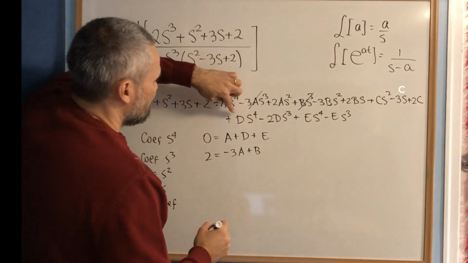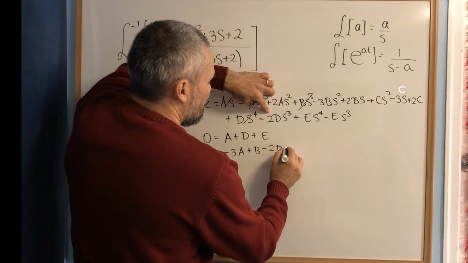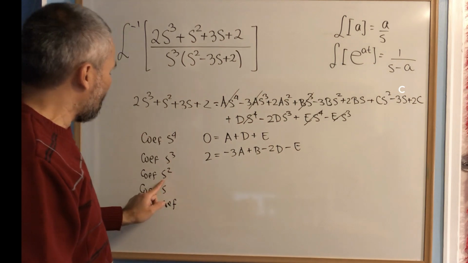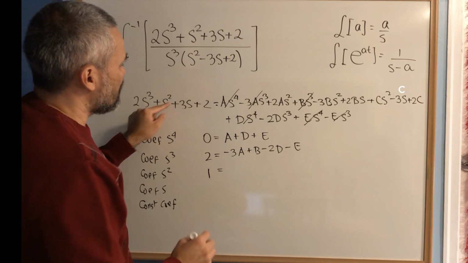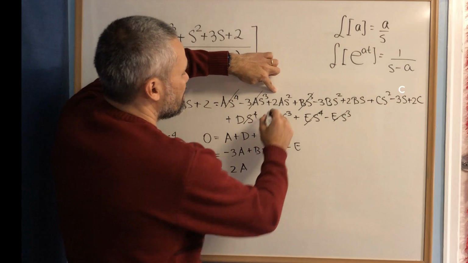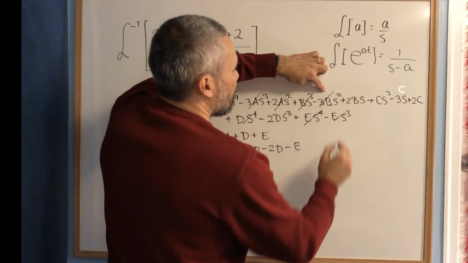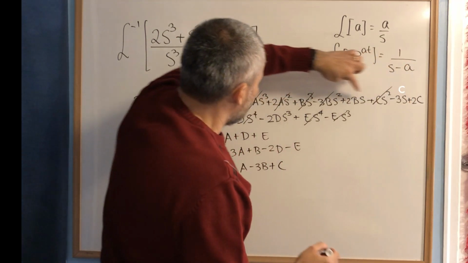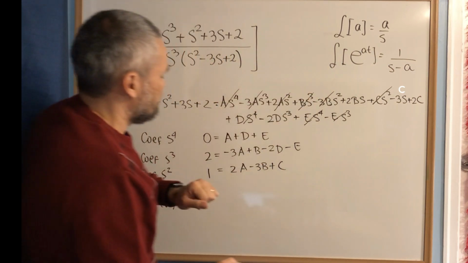Let's keep going. This is already taken care of. Minus 2d minus e. The coefficient of s squared on the left is 1. And on the right, we have a 2a minus 3b plus c. We're doing s squared, and that's it.